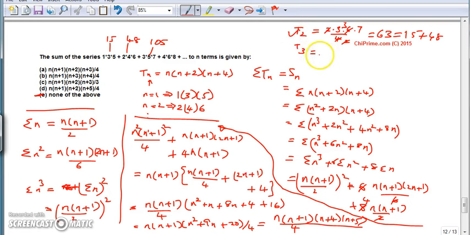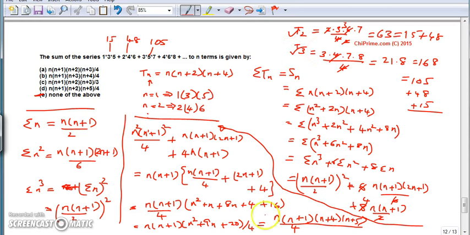What about T3? Well, n is 3, n plus 1 is 4, so 3 times 4, n plus 4 is 7, and n plus 5 is 8. So 3 times 4 times 7 times 8 divided by 4. That's 21 times 8, which is 168, which is equal to 105 plus 48 plus 15, right? 48 plus 15 is 63, 63 plus 105 is 168. This is correct. So the expression that we want is this one, and the answer that we want is E, none of the above.